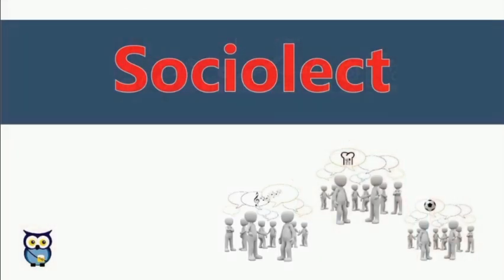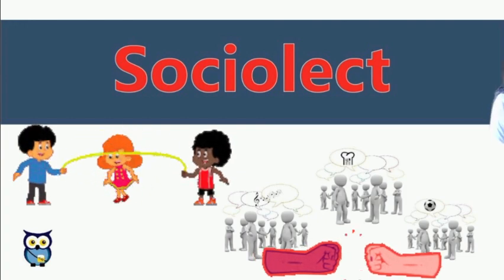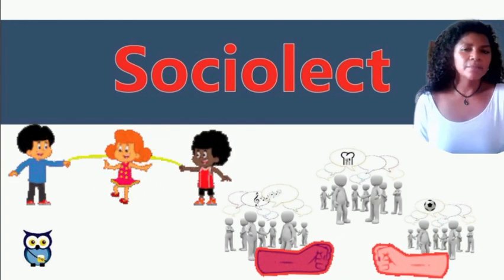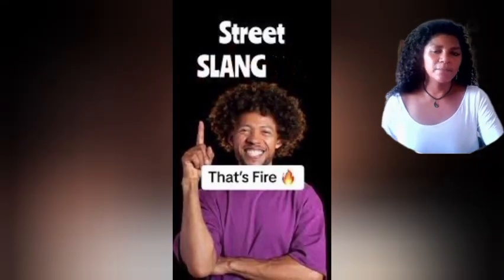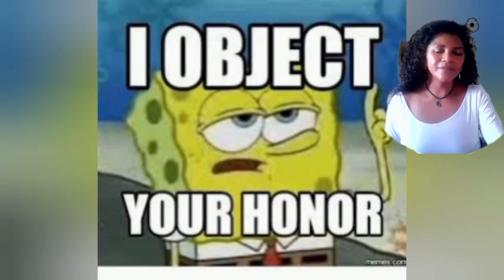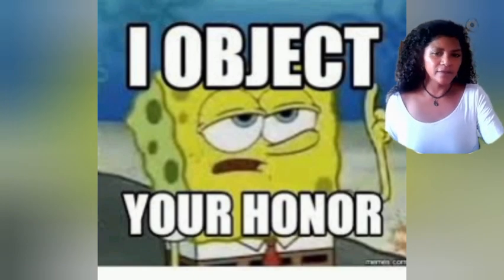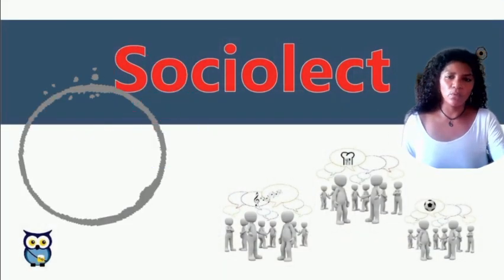Let's start with sociolect. A sociolect is the way of speaking that's characteristic of a particular social group, like teenagers, artists, or people from certain professions. It's not about geography, it's about identity and belonging. For example, a group of friends might say, "That's fire," while lawyers in a court might say, "I object, Your Honor." Same language, different social worlds.